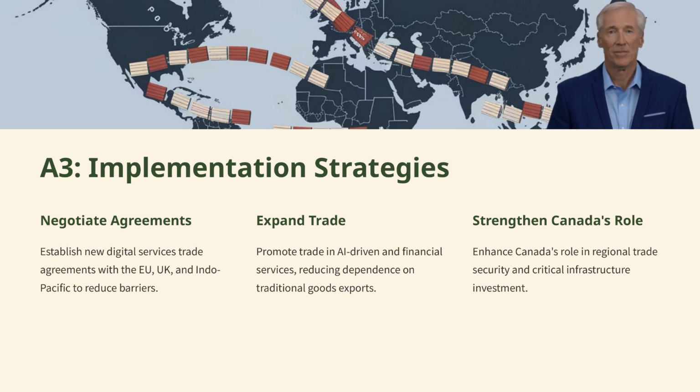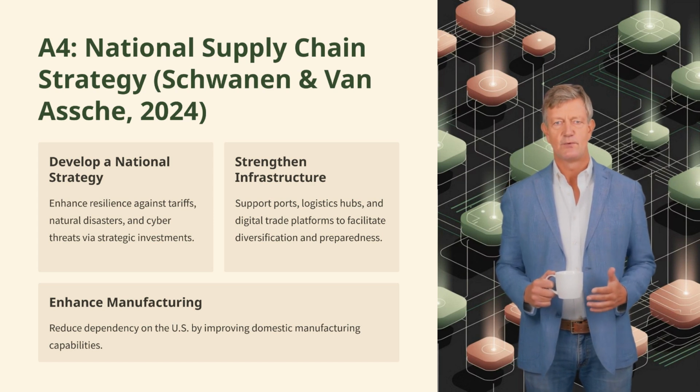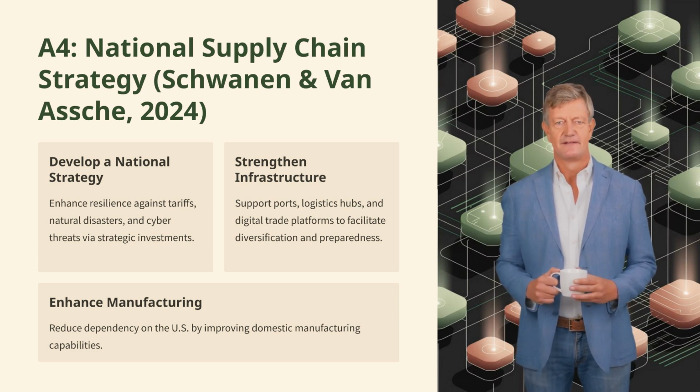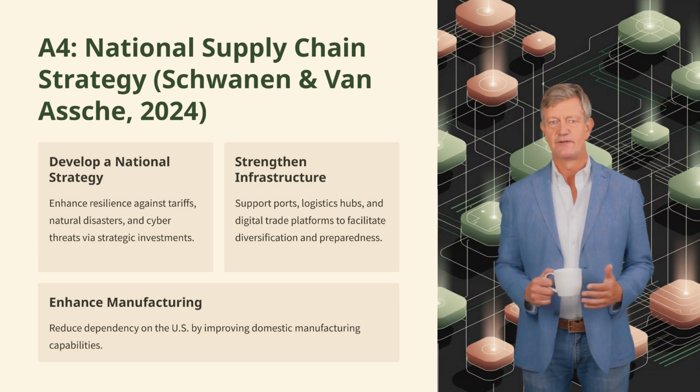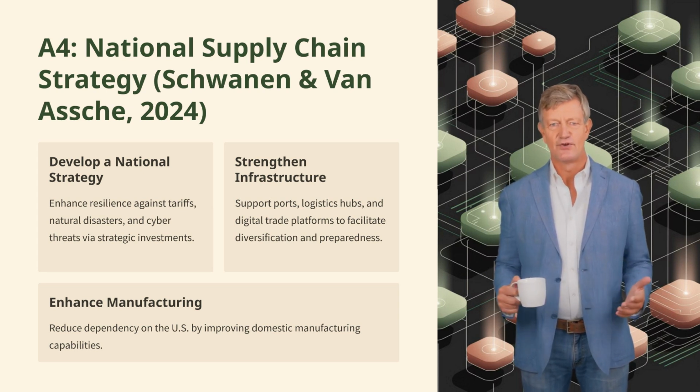In this insightful commentary, Schwanen and Van Ache challenge us to rethink our supply chains. They propose a bold new direction for Canada. First, they call for the development of a national supply chain strategy. This strategy is essential for enhancing our resilience against external shocks, whether those come in the form of tariffs, natural disasters, or even cyber threats.